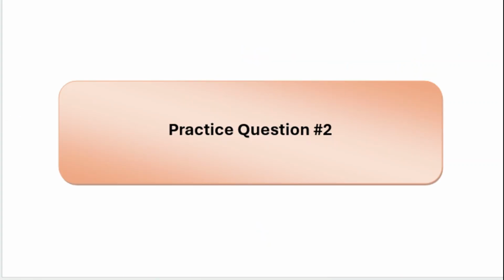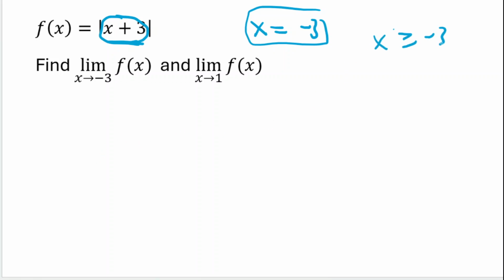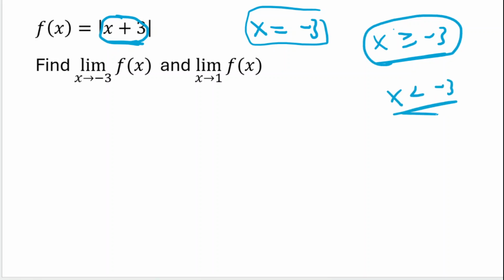Let's try another one, maybe a little faster this time. This time I want the limit as x approaches -3 and the limit as x approaches 1 of the absolute value function x plus 3. The first thing I do is figure out that x equals -3 is the value where this function produces output 0, my bad. And that means that when x is greater than or equal to -3 is going to be one function rule, and x less than -3 is the other function rule.